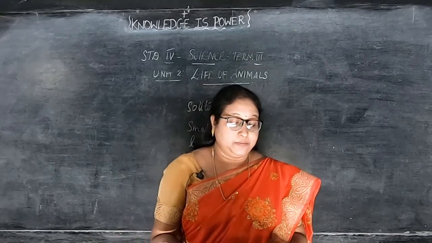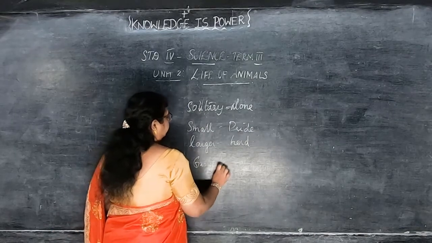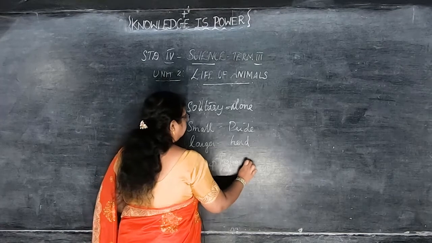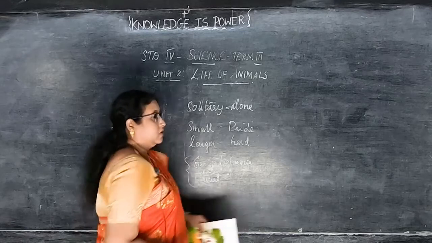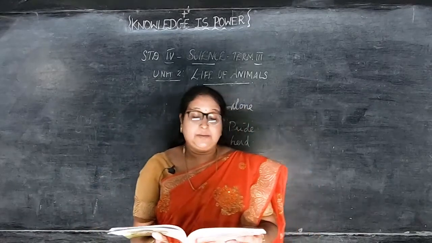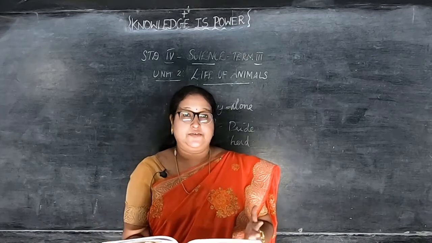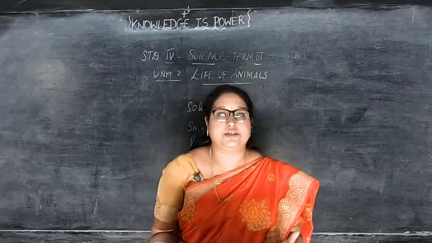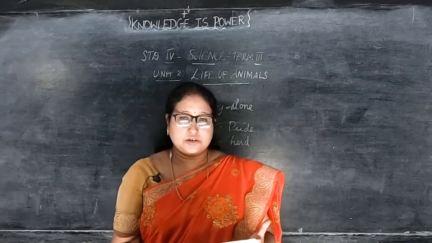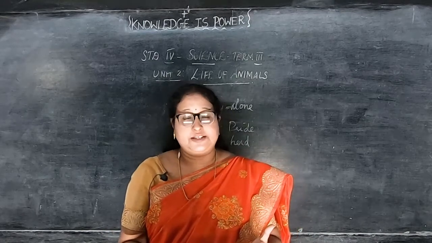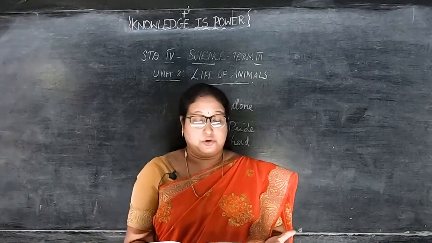Then group behavior is otherwise called social behavior. Members of the group work together to find food, defend themselves, that is defend means protecting themselves, and look after the young ones. So these are the 3 works they do with the group.